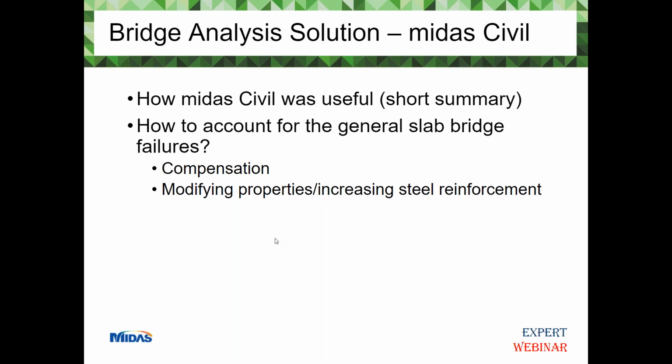So how did I account for the general slab bridge failures? Of course, as I mentioned before, I changed the material properties. I used a concrete of a higher grade, moved from C30 cylinder strength to C35 cylinder strength. And then also, instead of using a single bar, we used bundled bars, which is acceptable as per code. If you check in Eurocode 2, Part 1.